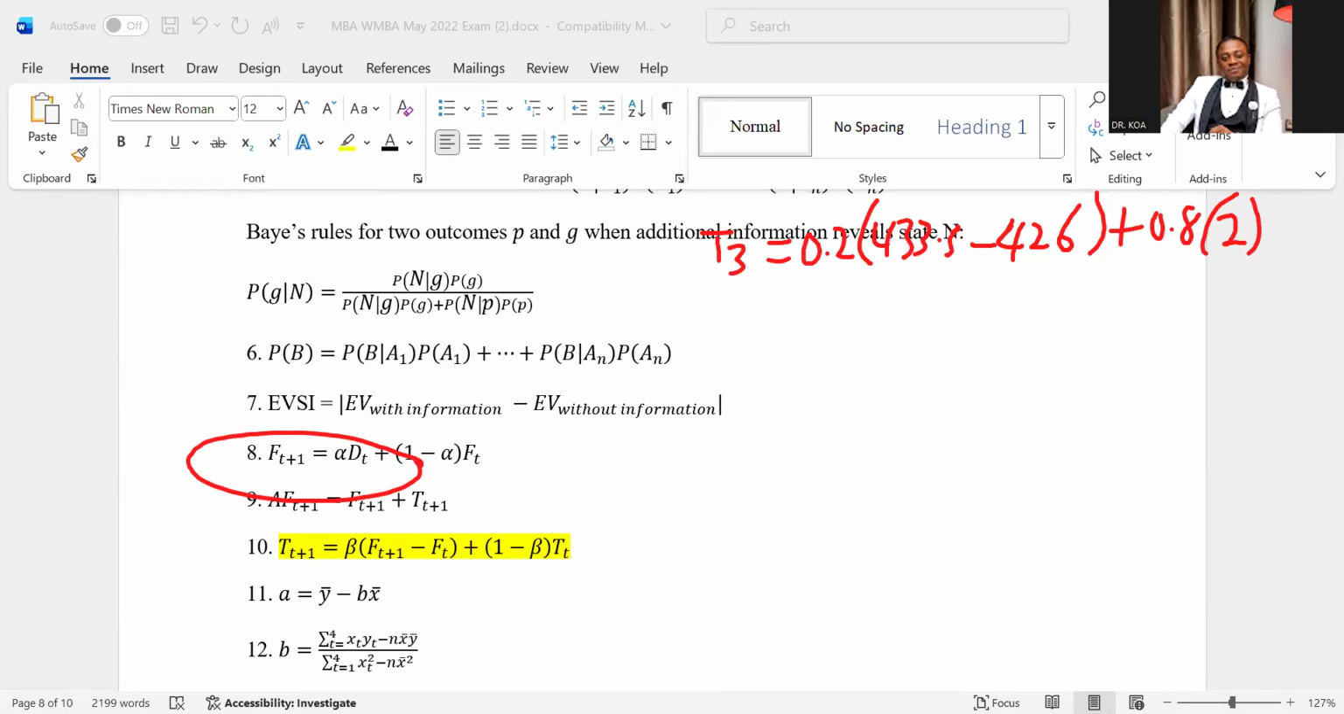You do 433.5 minus 426 plus 0.8 multiplied by 2. When you do that, you're going to get something like what? 3.1. Very good. So now that you have T3, look at the formula. And the first adjusted exponential smoothing forecast, the first one here, is going to be the F3 plus this T3.